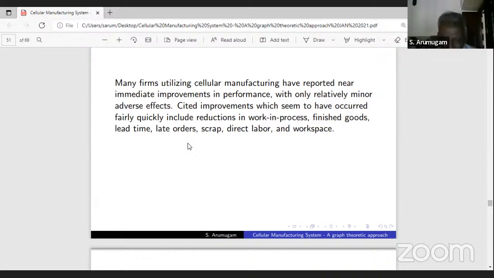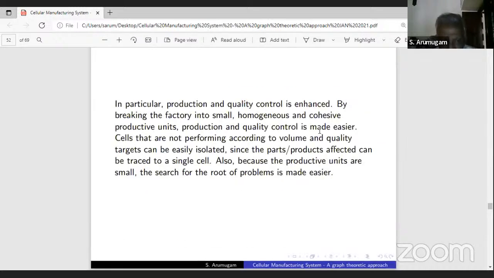And further, there is a reduction in work in process. Finished goods are delivered, and lead time comes within the required time. Scrap is minimized. Direct labor is easier. Workspace is minimized. So these are some of the advantages of following the cellular manufacturing system. I'll give a concrete example.